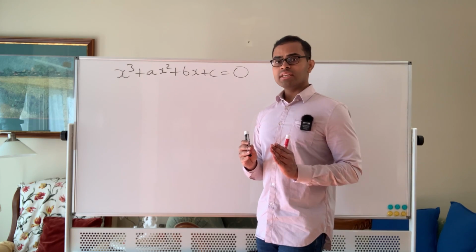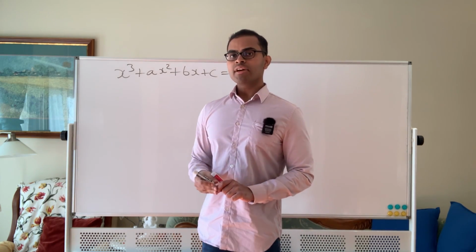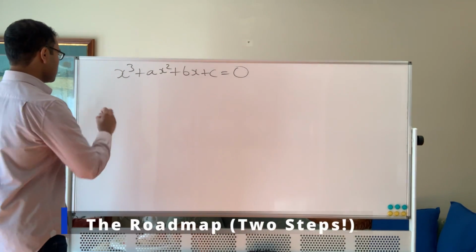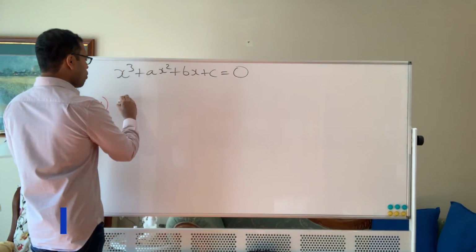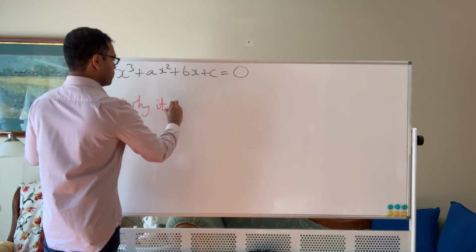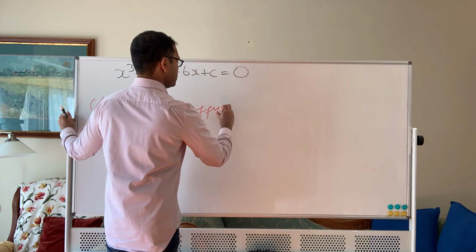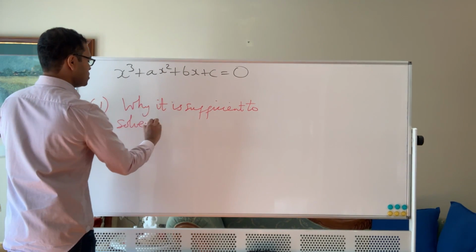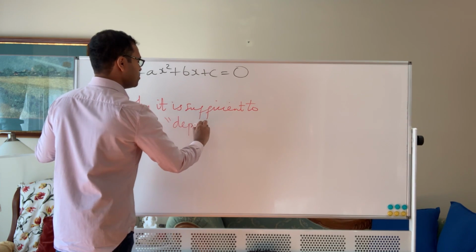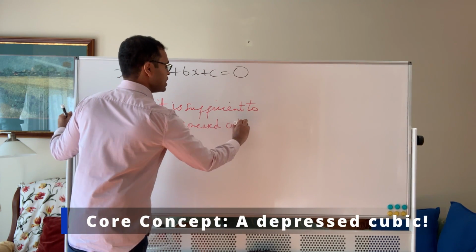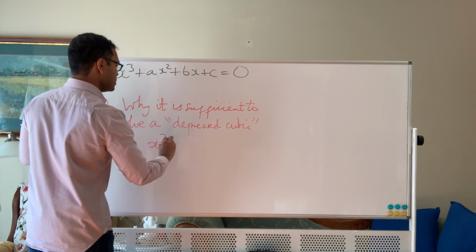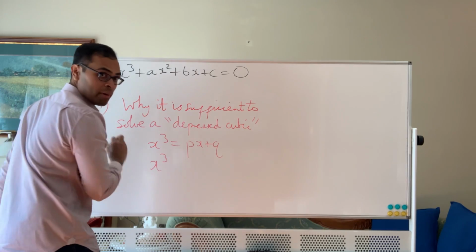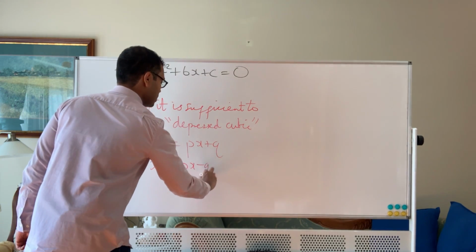The first step of the process is, I'm going to give you a roadmap before we dive into it. Step 1 is to explain why it is sufficient to solve a so-called depressed cubic, and a depressed cubic is an equation of the form x cubed is equal to px plus q. In other words, x cubed minus px minus q is equal to 0.